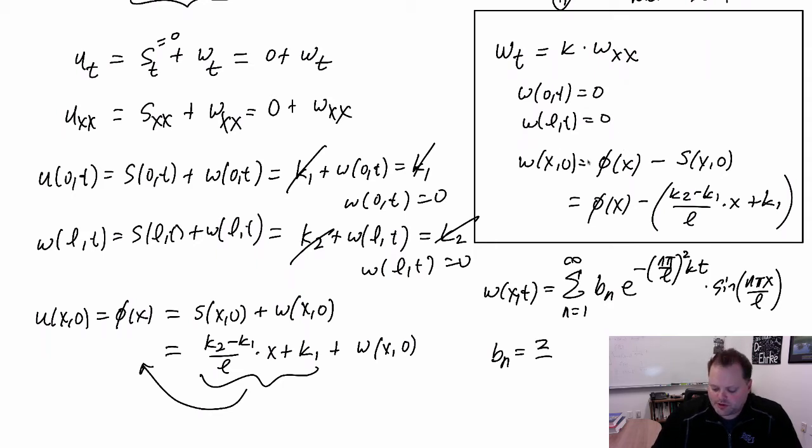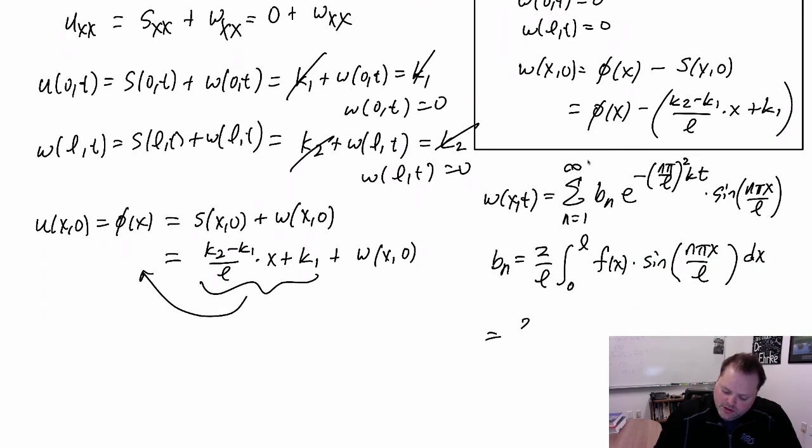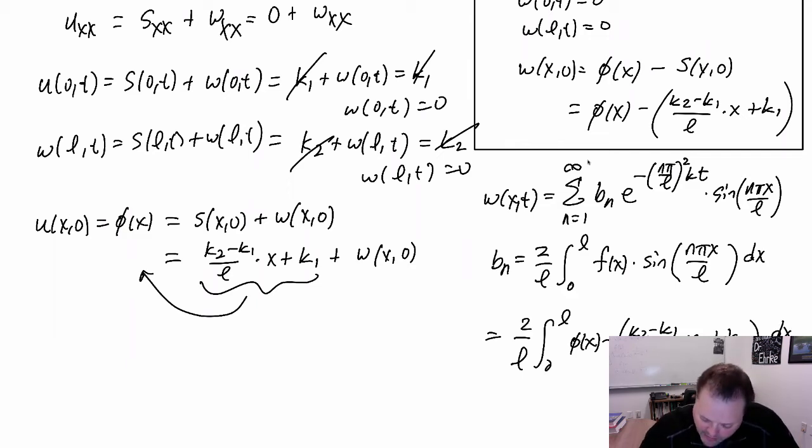We know normally it would be 2 over L, integral from 0 to L of whatever the initial condition is times the eigenfunctions. But here our initial condition is given to us by phi of x minus (k2 minus k1) over L times x plus k1, dx. Whoops, forgot my eigenfunction. Sine of n pi x over L, dx. So this is going to give me all of the coefficients, so now I have a particular solution.